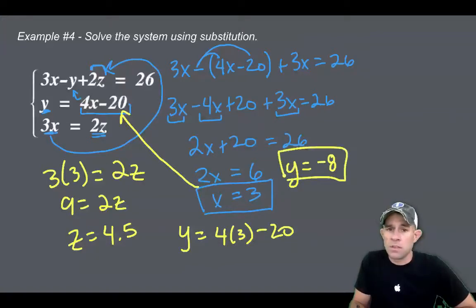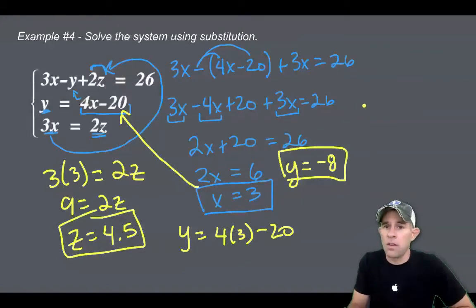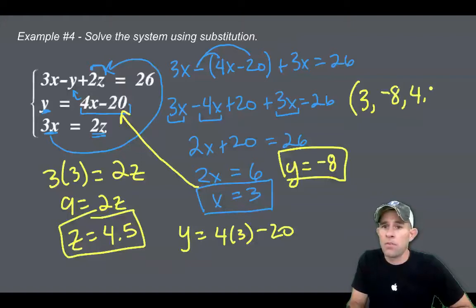So the solution to this system are the letters x, y, and z, and the way that we would write that ordered triple out would go like this: in parentheses 3, comma, negative 8, comma, 4.5. And there's the solution to this system of 3 equations.